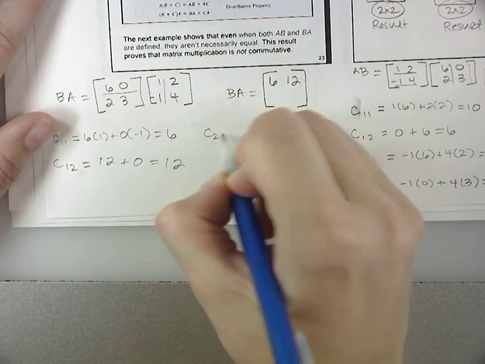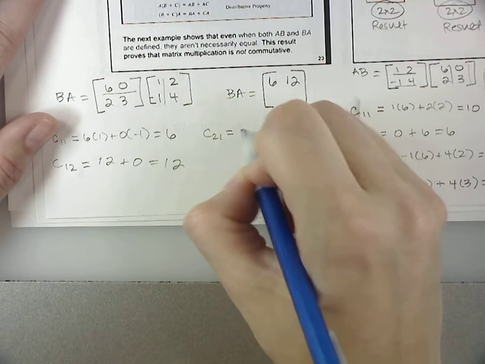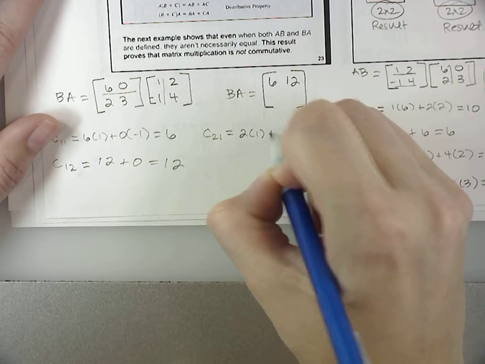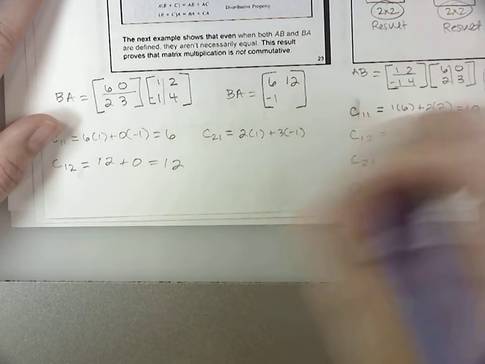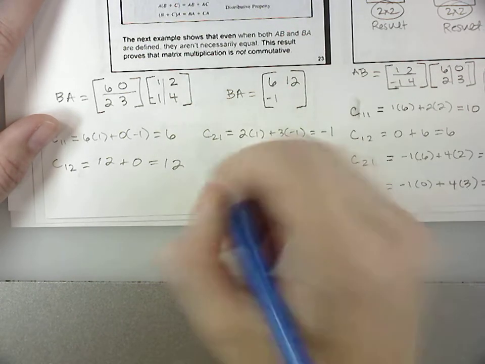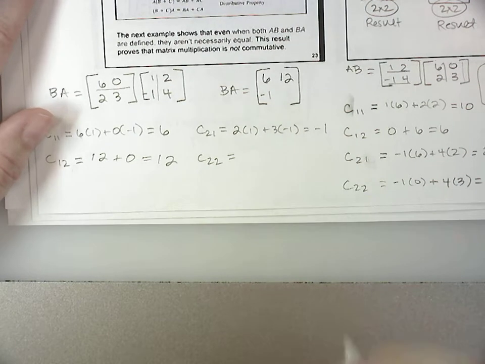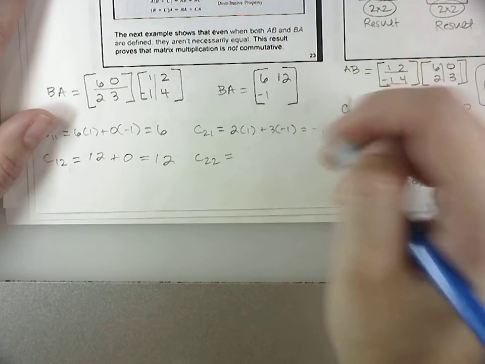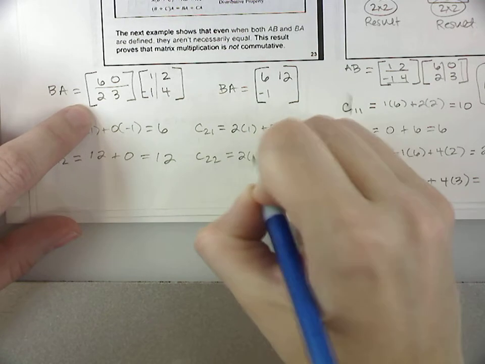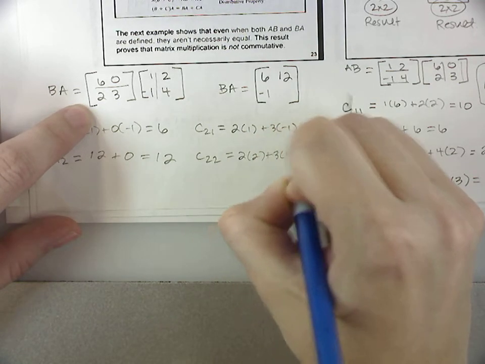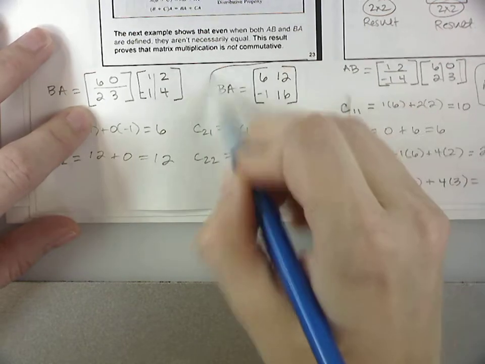Good. All right. And then Allie, you want to tell me how you did C2,1? I did 2 times 1. Good. And then 3 times negative 1. Good. So 2 minus 3 will be -1. Okay. And then Dan, will you do the last one with me? 4 plus 4. Good. So you got 2 times 2 plus 3 times 4, which is 4 plus 12.